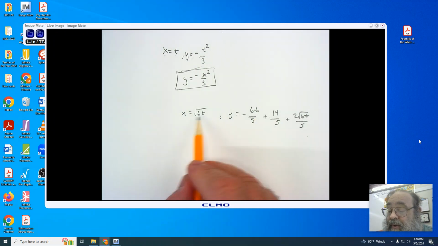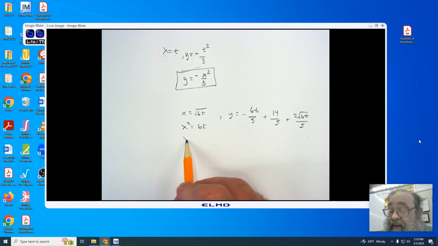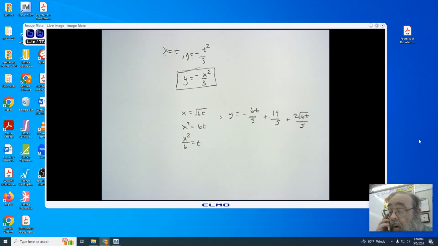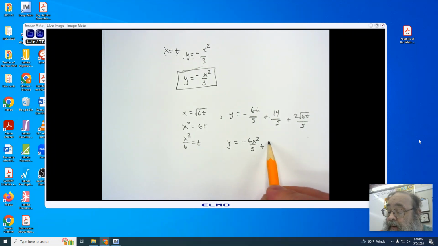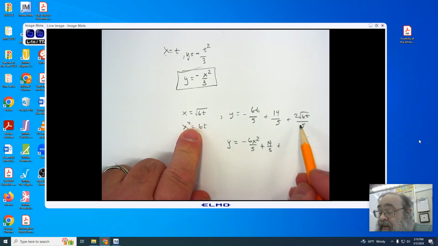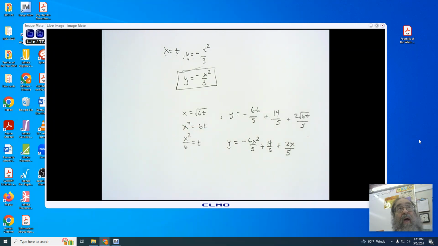So I'm going to square both sides, and then I'm going to divide by 6. And lo and behold, I now see that I have y equals negative 6x squared over 5 plus 14 fifths plus, and x goes directly in for this to give me 2x over 5. And there we have our rectangular form.